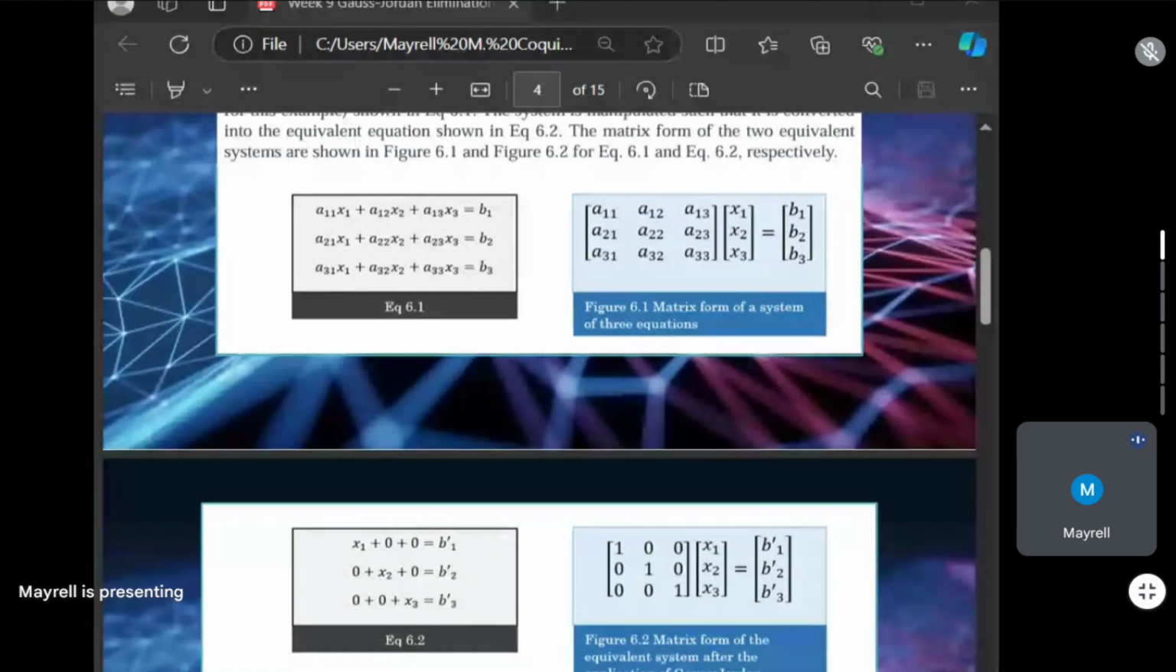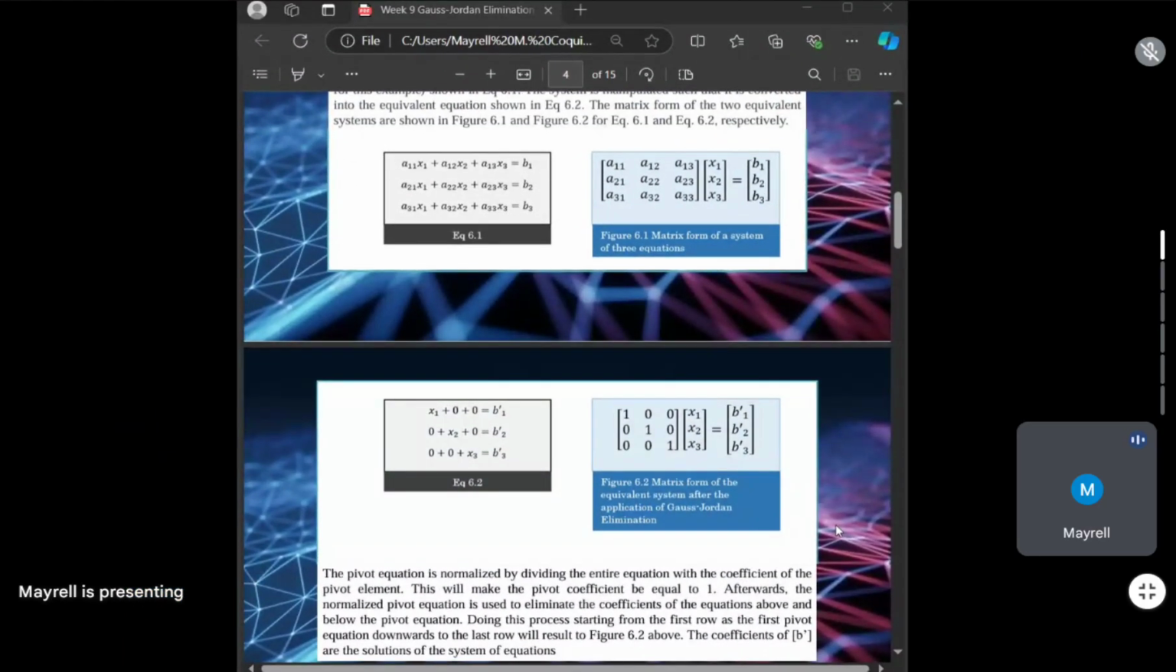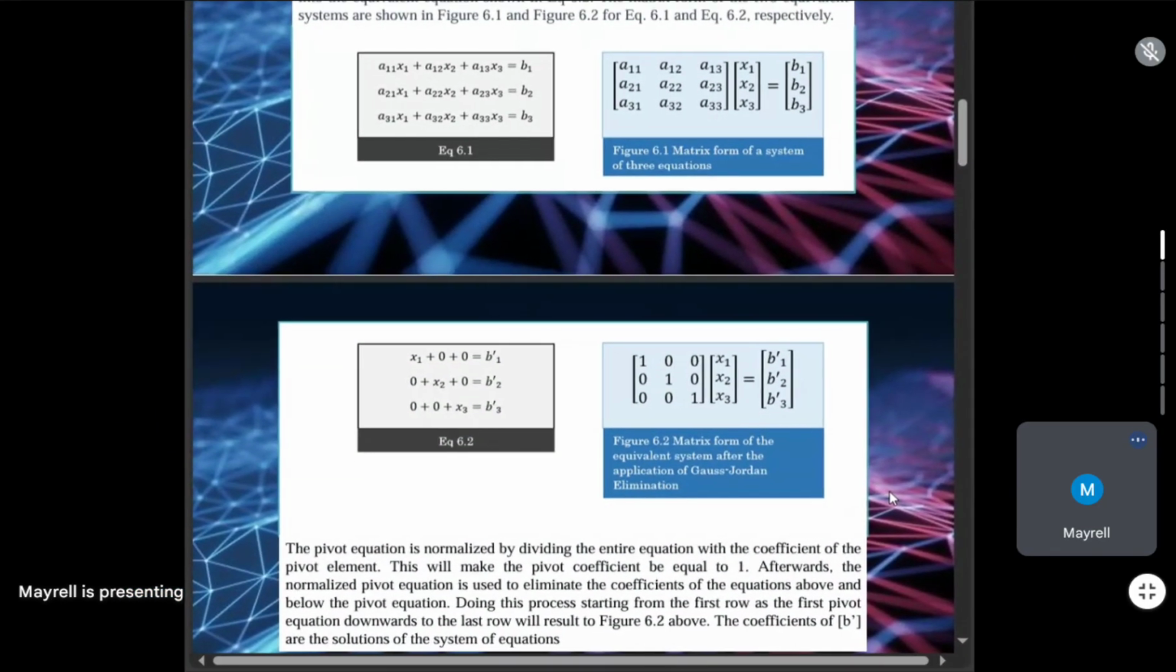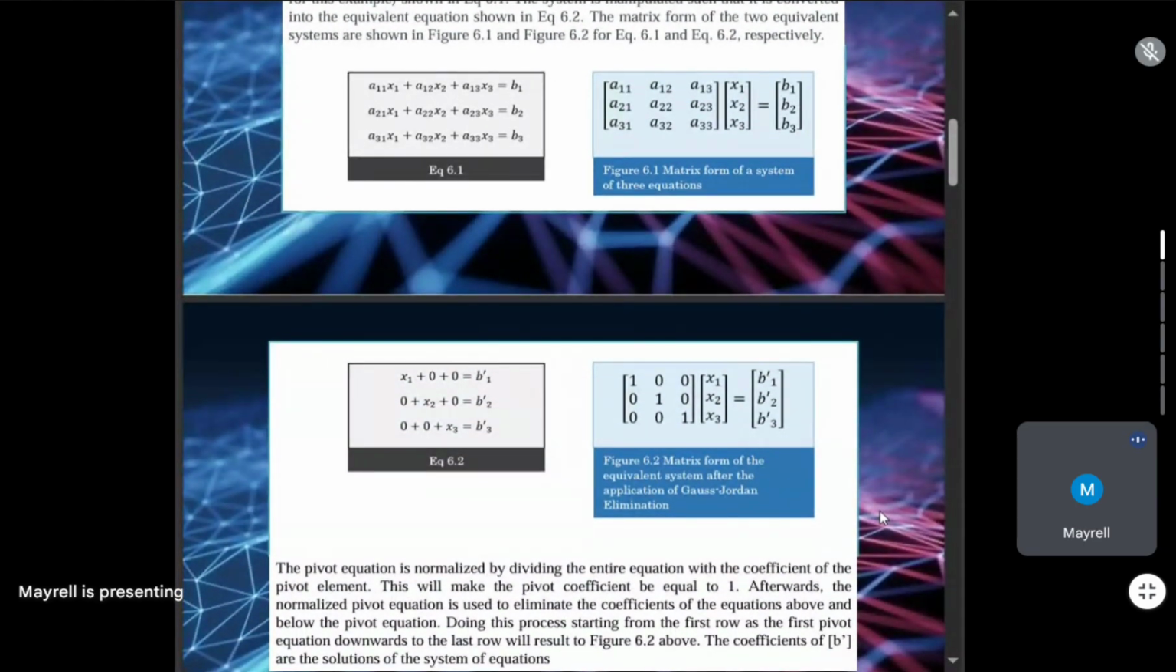This will make the pivot coefficient be equal to 1. Afterwards, the normalized pivot equation is used to eliminate the coefficients of the equations above and below the pivot equation. Doing this process starting from the first row as the first pivot equation downward to the last row will result to figure 6.2 above. So the coefficients of matrix B prime are the solutions of the system of equations.